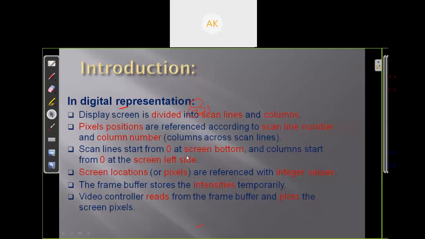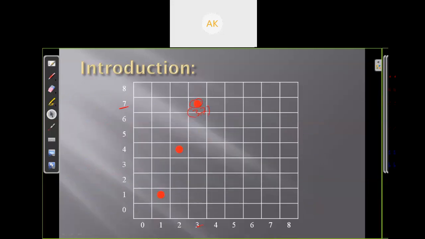And scan lines start from 0 at the screen bottom, and columns start from 0 at the left side of the screen. Here, as you can see, columns start from 0 on the left side, and also the scan lines start at the bottom from line 0.